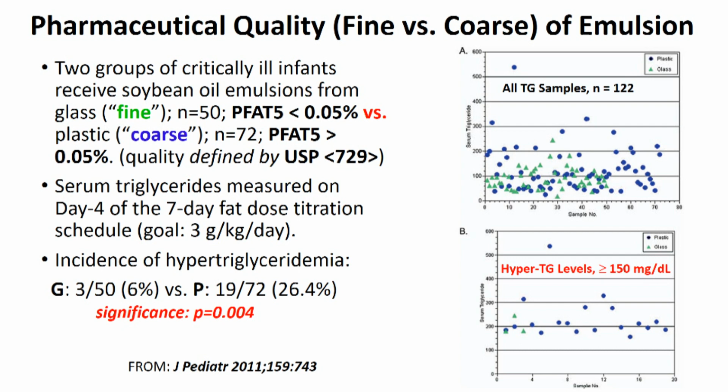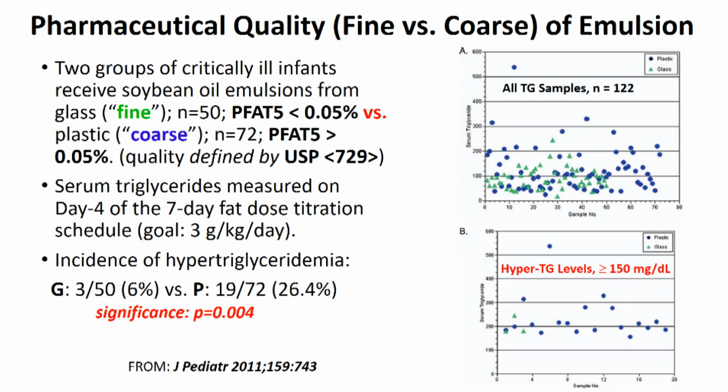This study assessed the impact of 2 different soybean oil injectable emulsions on the market, one packaged in conventional glass bottles versus one packaged in plastic containers. We assessed the differences in the globule size distributions in the laboratory and discovered that the lipids packaged in plastic were significantly more coarse than lipids in glass, according to USP limits for the large diameter population of fat globules greater than 5 micrometers, or the PFAT5.